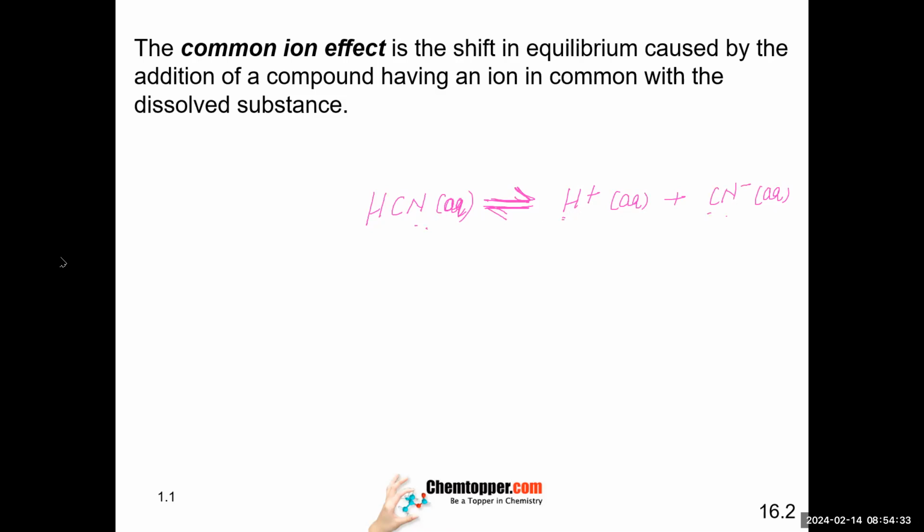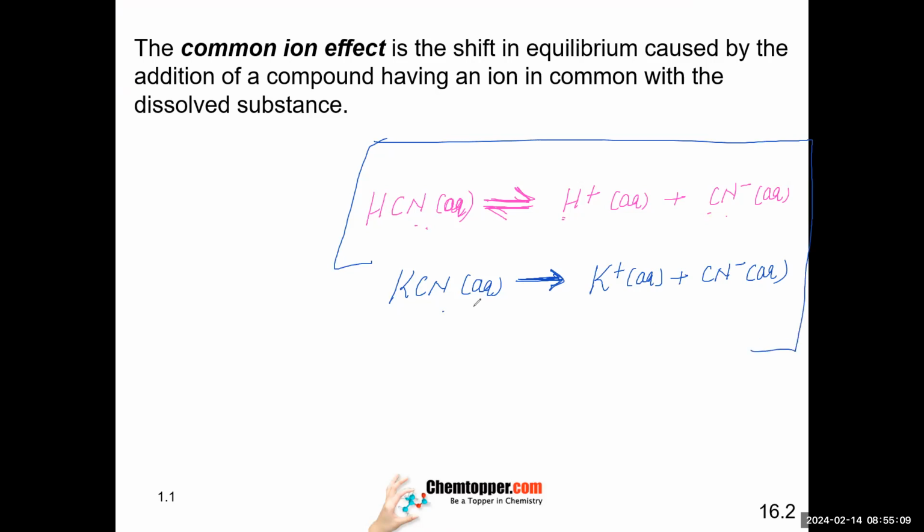Okay, now to this solution, I'm adding KCN. What is KCN? Remember the solubility rules for the first group? First group compounds are always soluble. They are 100% dissociated like this, right? They are 100% dissociated like this. When I put this KCN in the solution of this weak acid, they are added together.